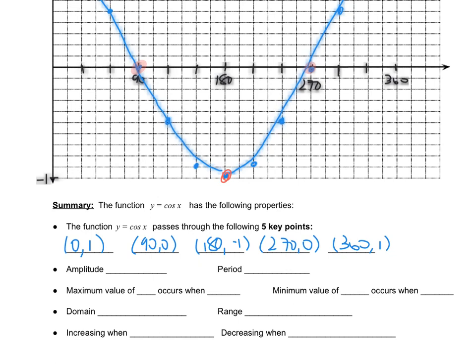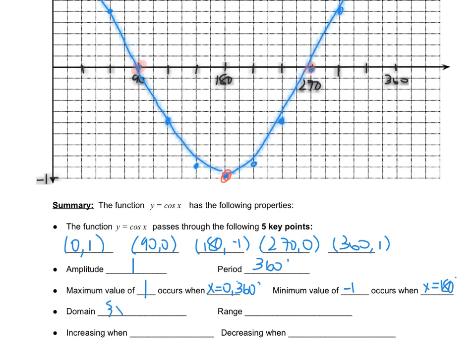Notice our key points are still occurring every 90 degrees. Our amplitude is still 1. Our period is still 360 degrees. The maximum of 1 occurs when x equals 0 and 360 degrees. And the minimum of -1 occurs when x equals 180 degrees.